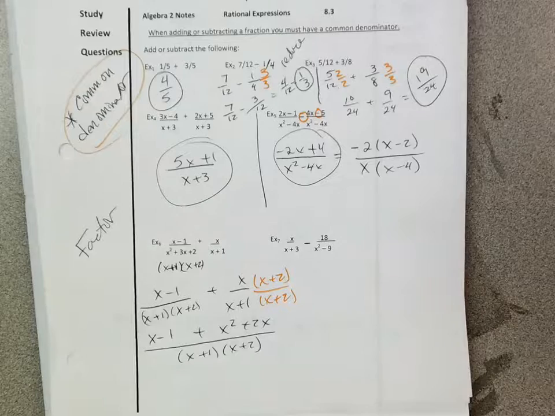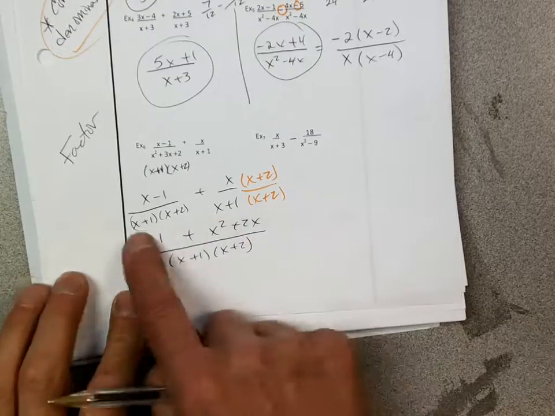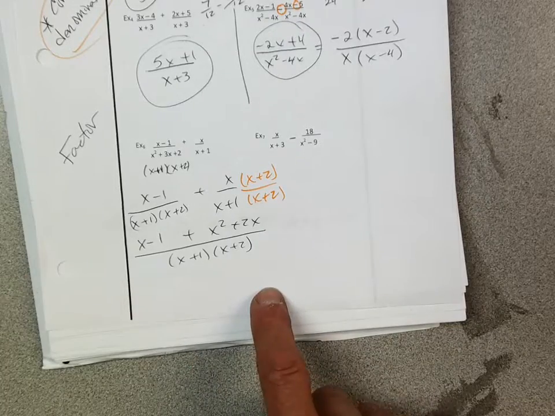Just like this, I had the 12 and the 12, but I just wrote it as a 12, right? Just like I had a 5 and a 5, I just wrote it as a 5. X plus 3, I wrote it as x plus 3. So the same thing here, I write the denominator. What is the common denominator? It is x plus 1, x plus 2. Right? You just write it down as common denominator.